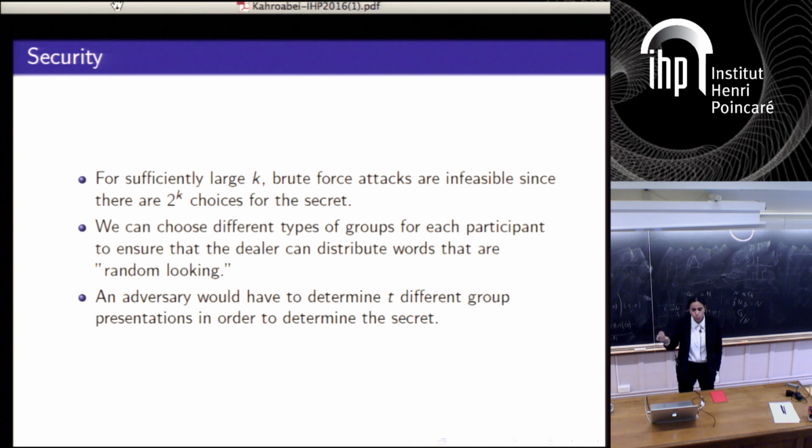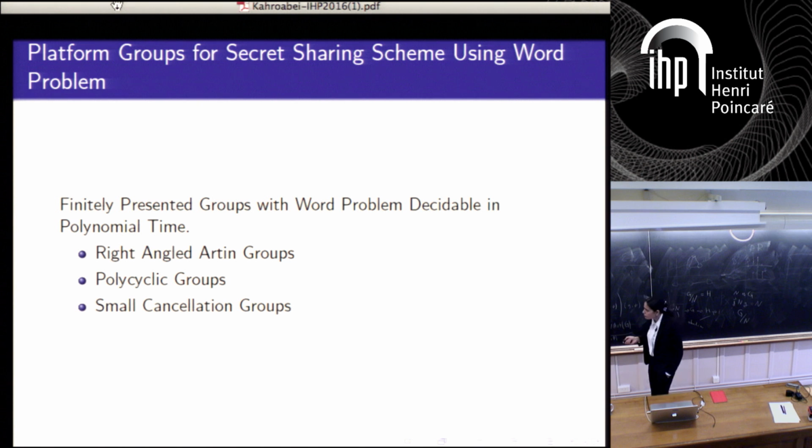It could vary. What we care about is that we want the word problem to be efficiently solvable. Okay, so it doesn't matter. It could change. But you want them to be different so that the eavesdropper cannot guess. So there are some candidates.